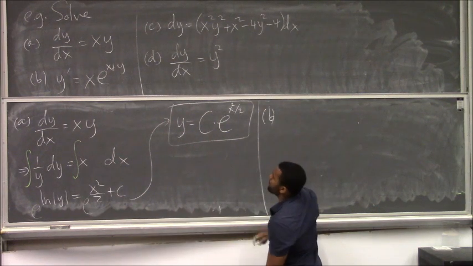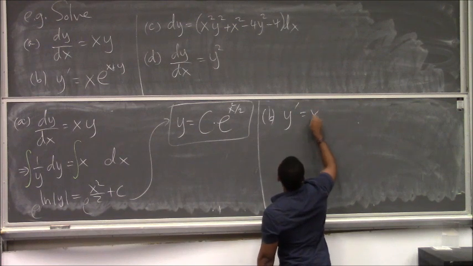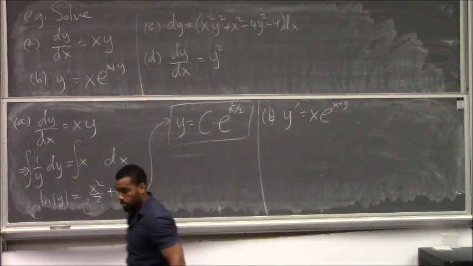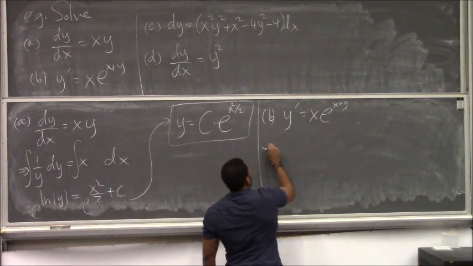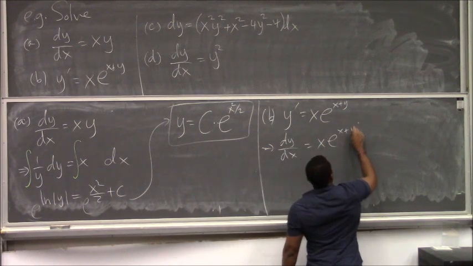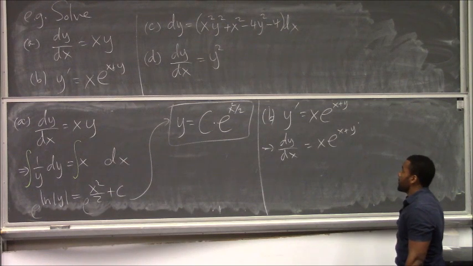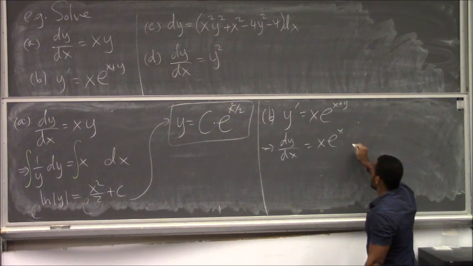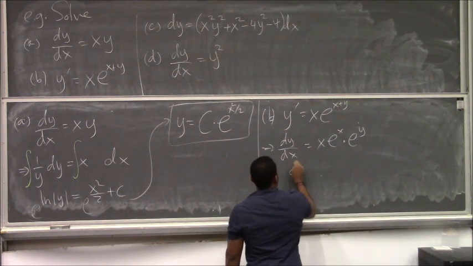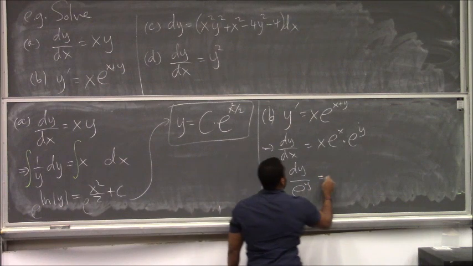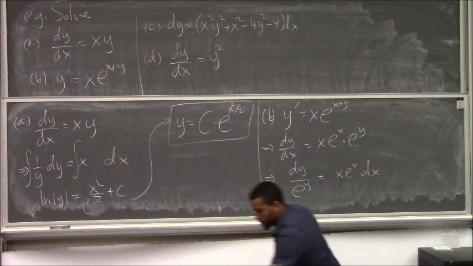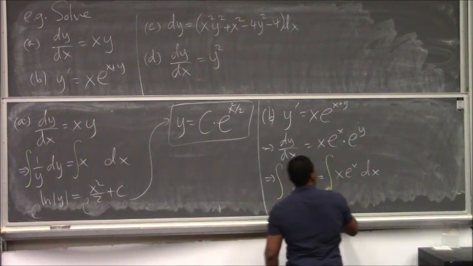B. y prime equals x e to the x plus y. What do you want to do here? y prime is the dy over dx. Rewrite e to the x plus y as e to the x times e to the y. Divide both sides by e to the y. Multiply both sides by dx. Integrate. We can do the right one by parts.